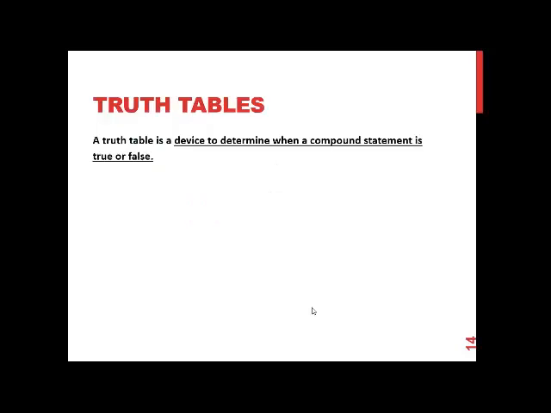Truth tables. A truth table is a device that we use to determine when a compound statement is true and when it's false.